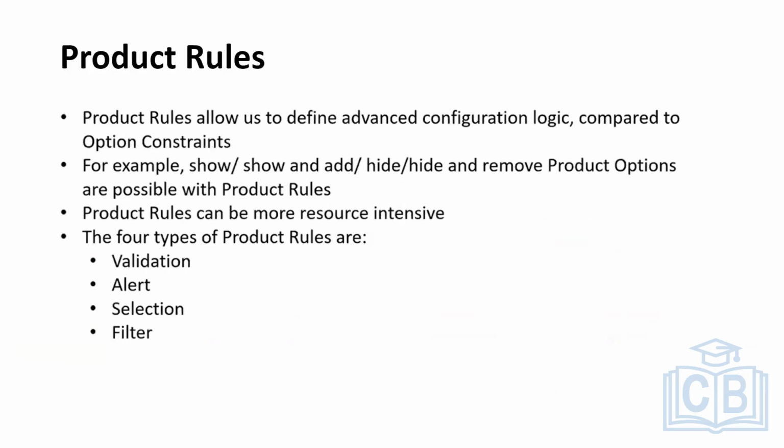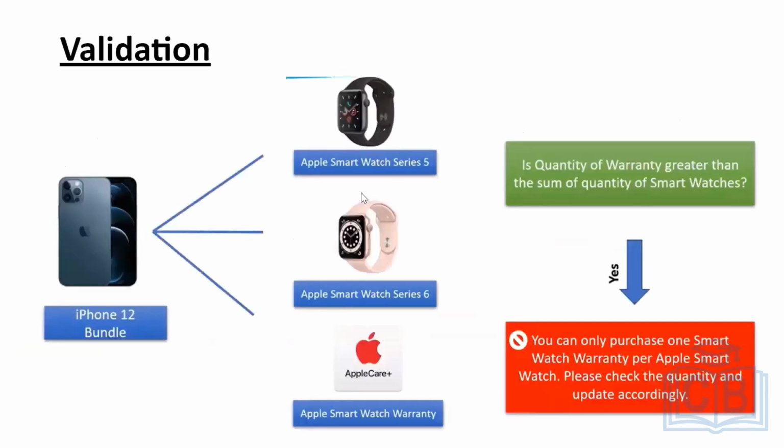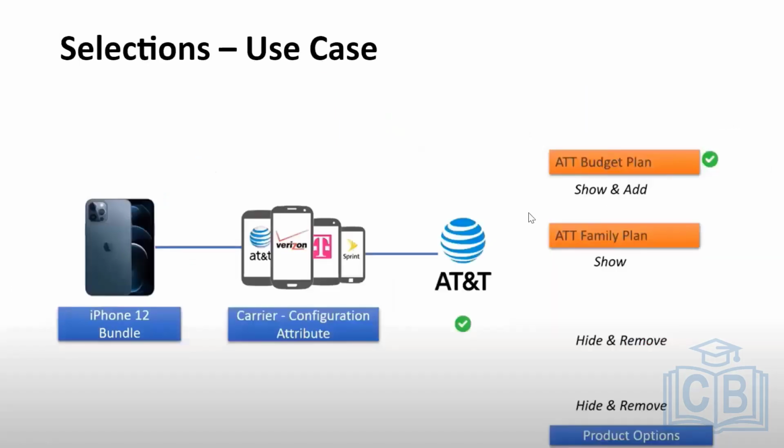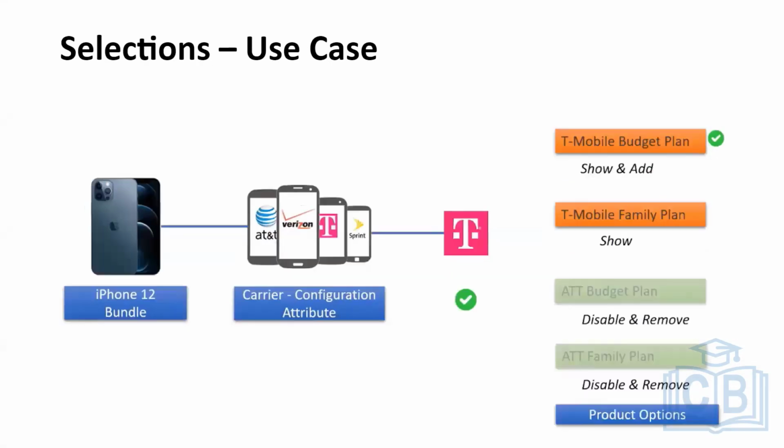So yesterday we have seen 2 product rules: the validation, in which we put our error message. Then we tried the alert, in which we put on a soft validation. So now let's try the selection one. This is the third type of product rule, selection. Okay. So what does that mean actually?